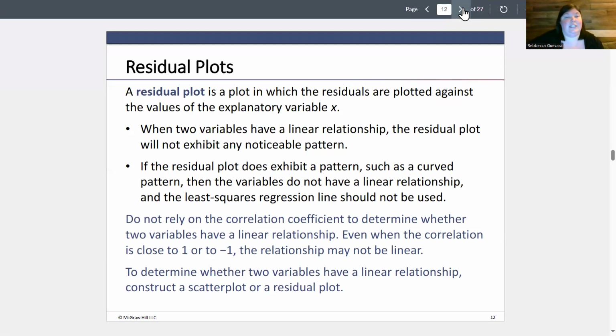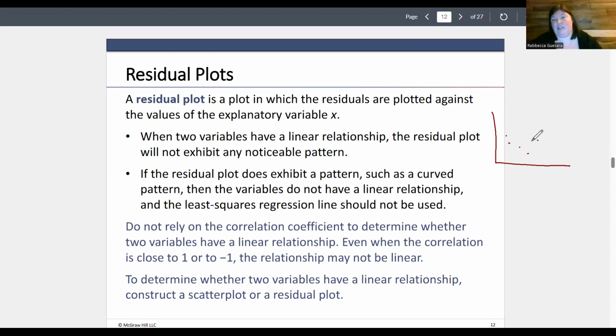So a residual plot is a plot in which the residuals are plotted against the values of the explanatory variable x. So we're going to compare x to residuals. When two variables have a linear relationship, the residual plot will not exhibit any noticeable patterns. So what we mean is we expect to see something that is all over the place. There is no actual pattern to it.